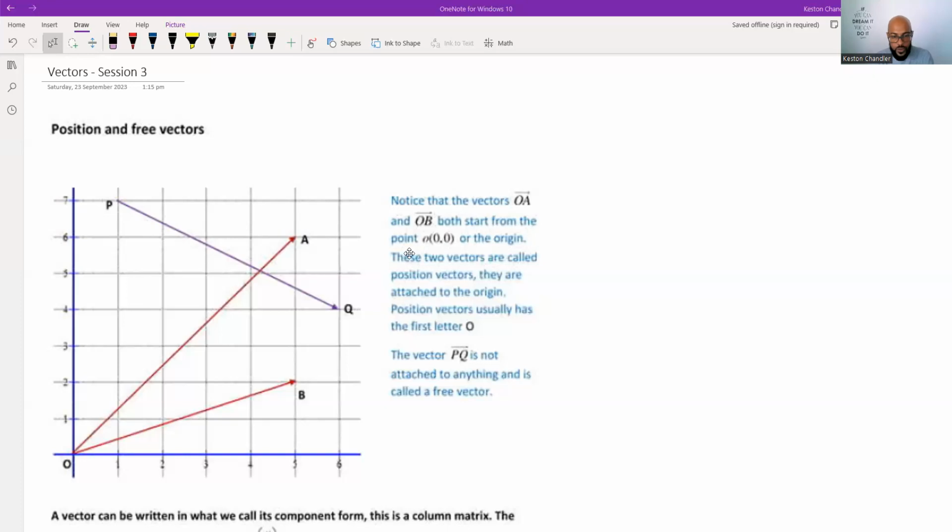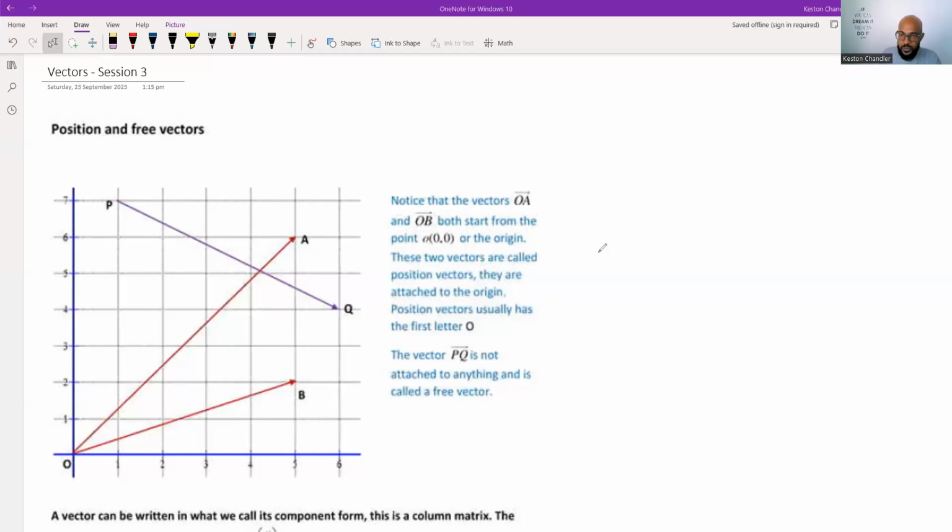So on our screen, there are three vectors. There's one in purple and two in red. The two in red are what we call position vectors. If you notice, both of them start from the origin, right? They both start from the origin. So look at where the starting point is.